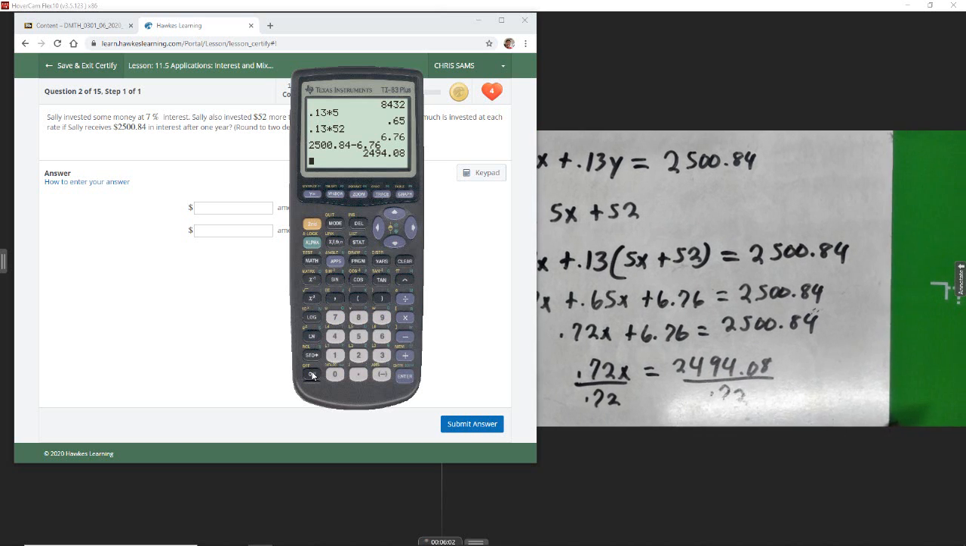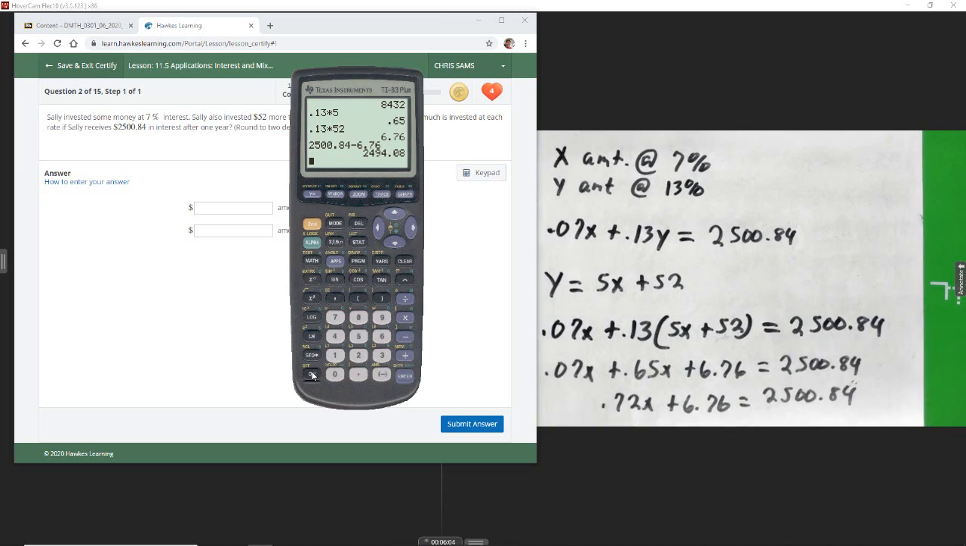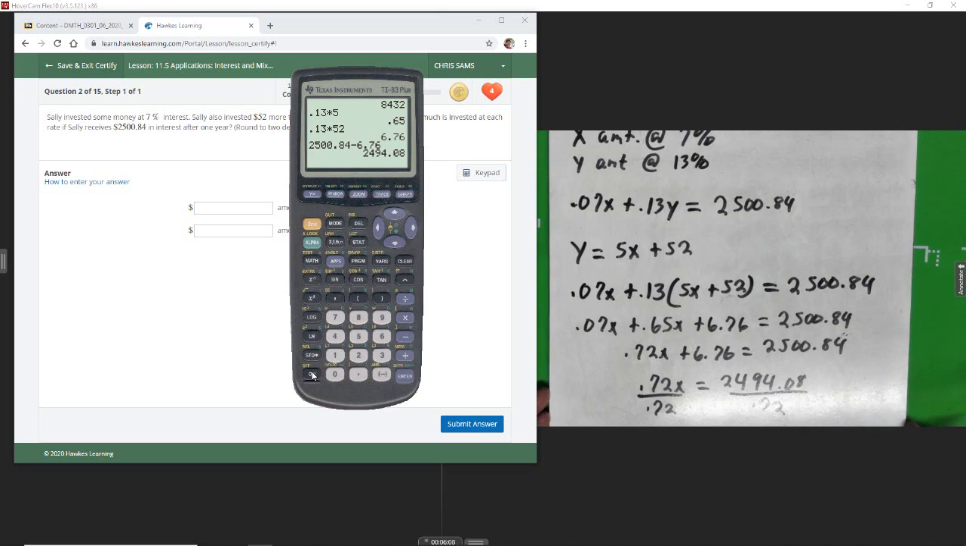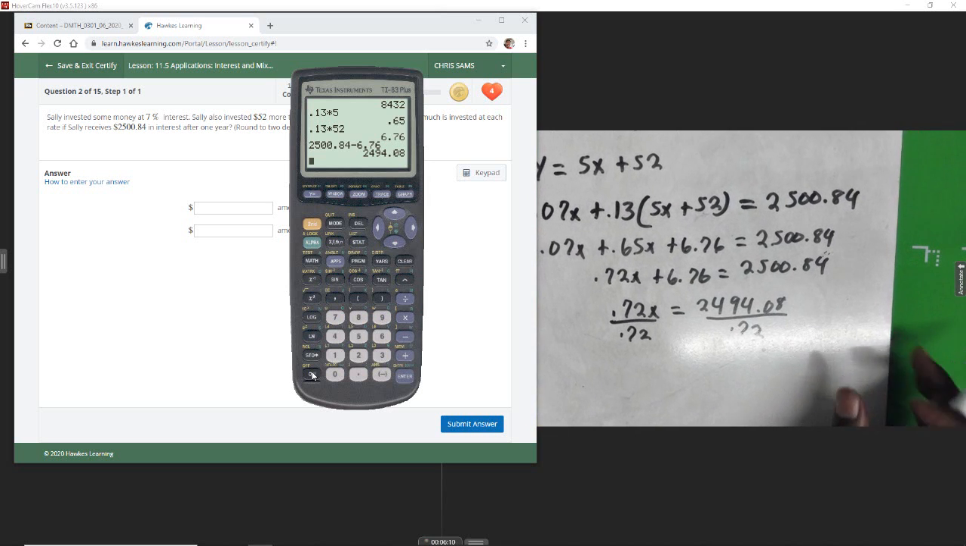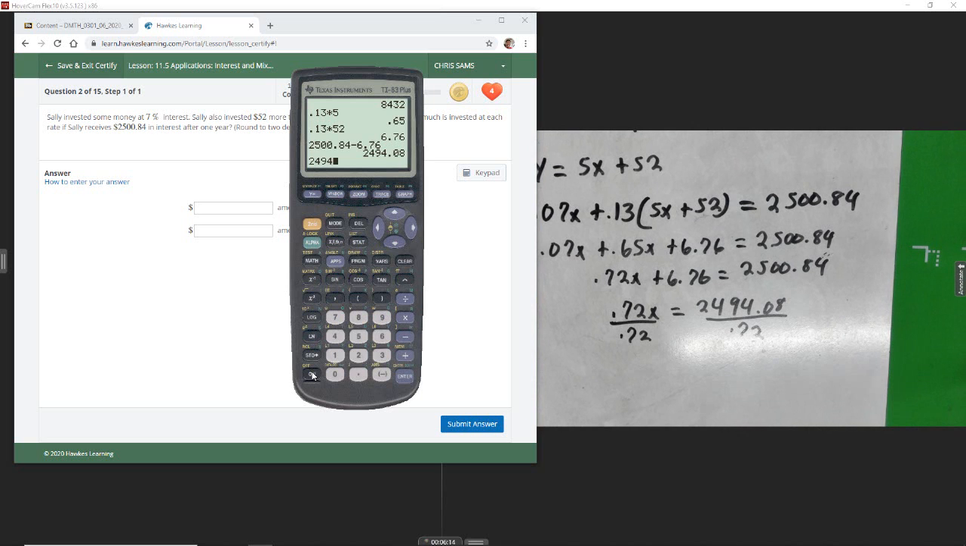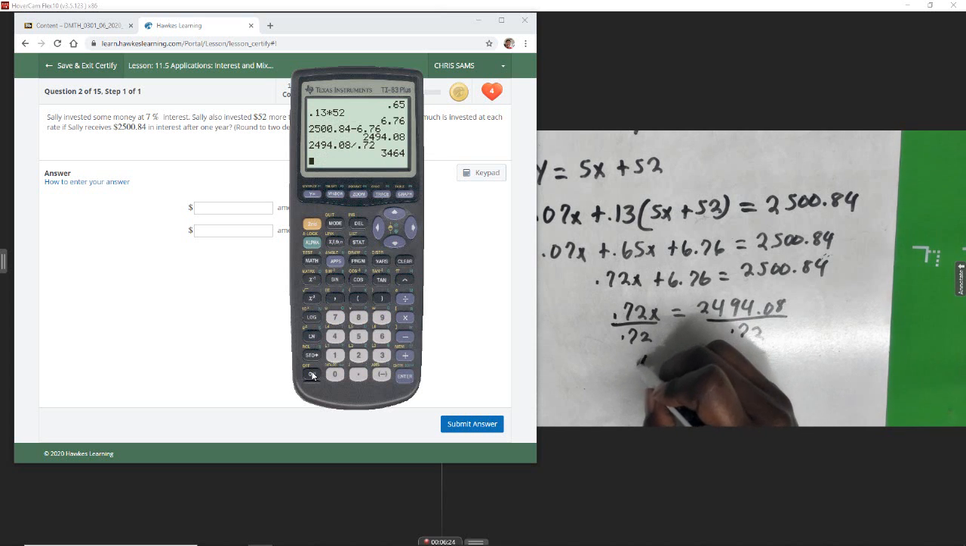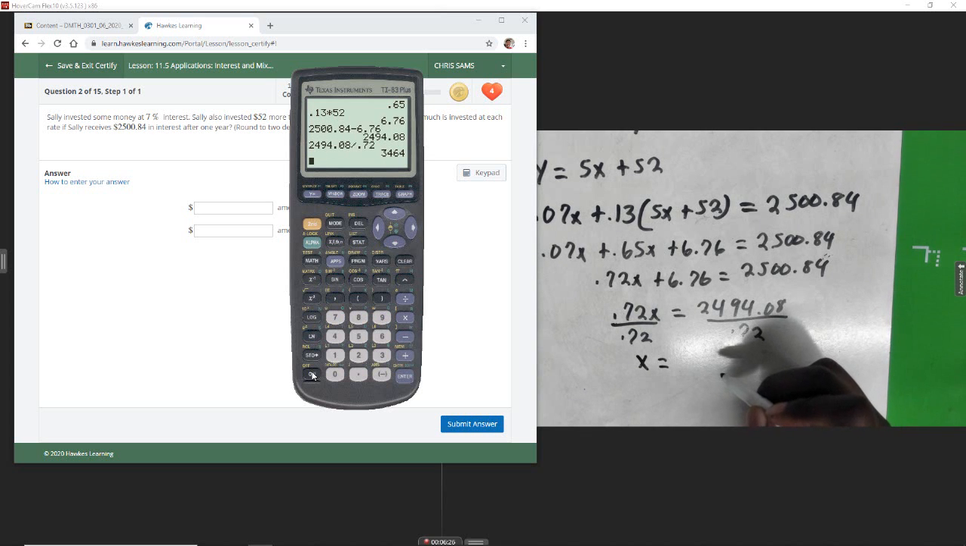All right, so there's kind of a glare. Sorry. Still a glare. Okay, so anyway, we're going to take the number and divide it by 0.72, that you can barely see. And that gives us that x equals 3464.